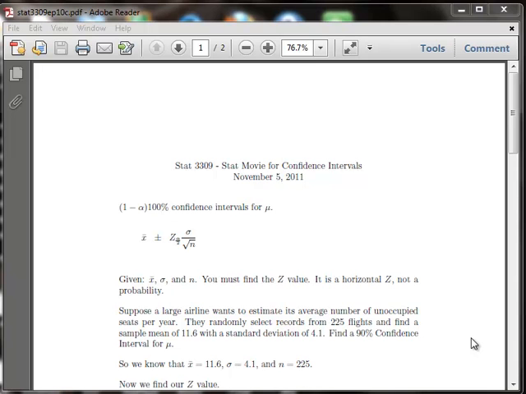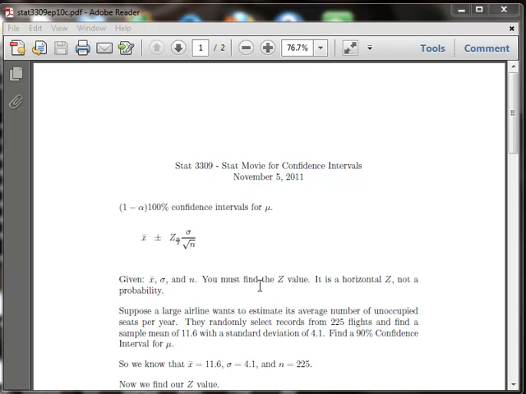That being said, I can say with 100% certainty that mu falls between minus infinity and infinity, but that doesn't give me a lot of information. So what I'm going to do is give up a level of risk, which is a probability that I'm going to call alpha, and I'm going to try to narrow down my interval based on that.